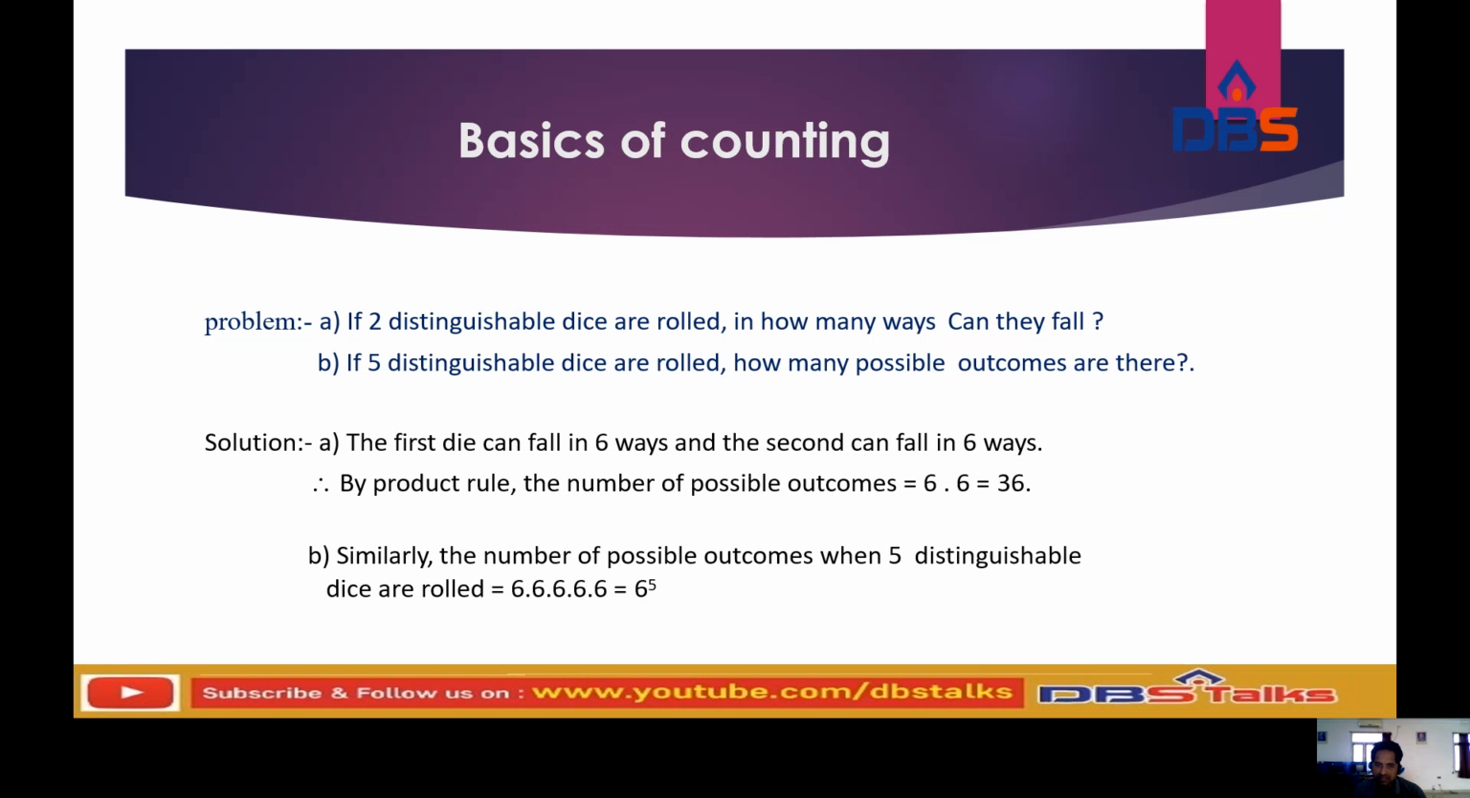See, the first die can fall in 6 ways and the second can fall in 6 ways. So by using the product rule, the number of possible outcomes equals 6 into 6, that equals 36. Similarly, if 5 distinguishable dice are rolled, how many possible outcomes are there? That equals 6 power 5, that is 6 into 6 into 6 into 6 into 6, that equals 6 power 5 possible ways whenever 5 distinguishable dice are rolled.